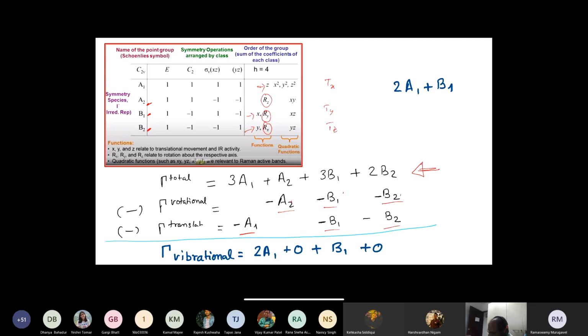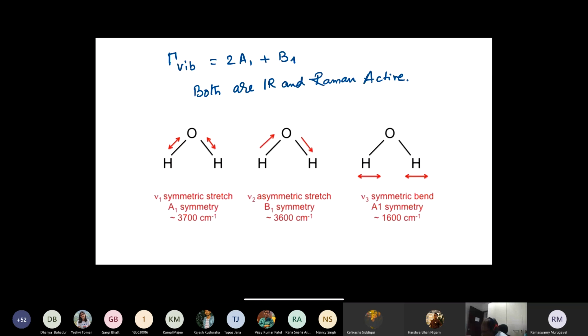So 3A1 minus A1 is 2A1, 0 A2, 0 B1. So I can easily arrive at the conclusion that the symmetries of my vibrations are 2A1 and B1. In the process, we also know the symmetries of the other degrees of freedom, namely rotation and translation. The next slide, I have just shown you once again. The 2A1, one is here, other one is here, and the B1 is here. The job is so simple for water.